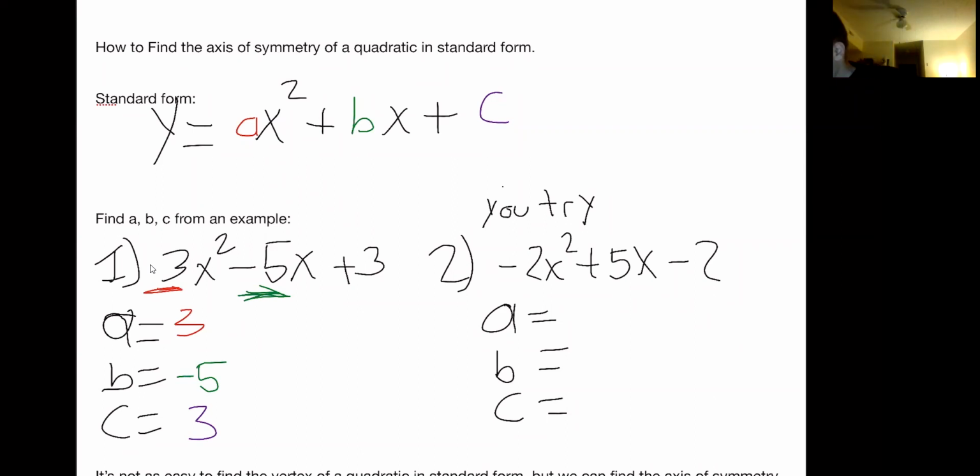So how about you guys give this next example a try? What would your a be? What would your b be? And what would your c be from this quadratic in standard form?